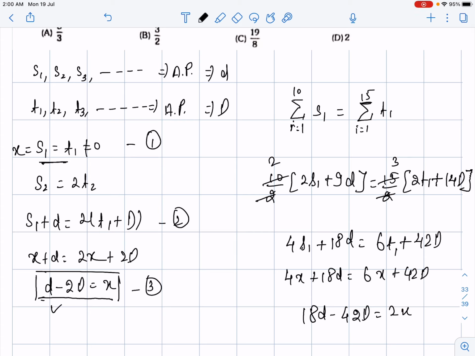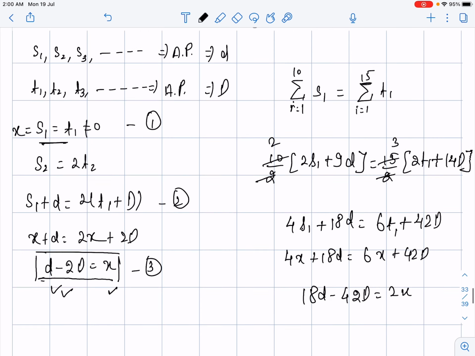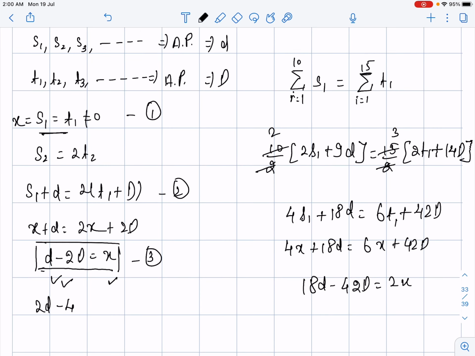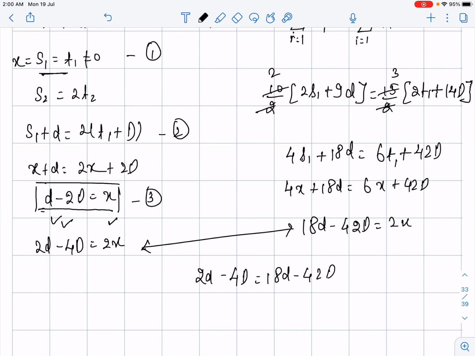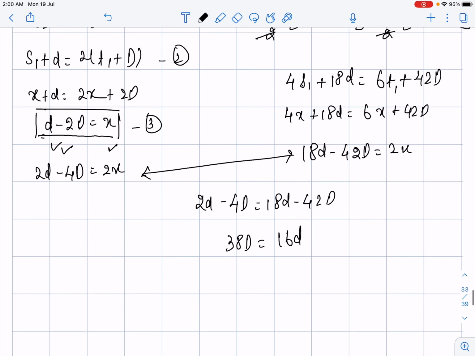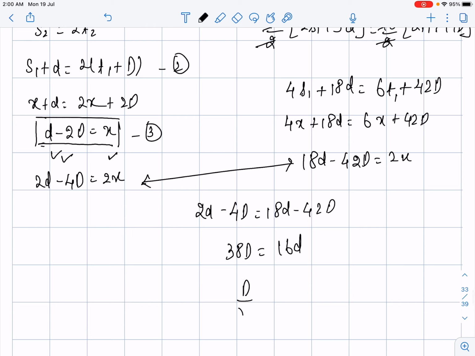So guys, let's multiply this thing by 2. So we get the value of this thing also as 2x. So it becomes 2d minus 4D is equal to 2x over here. Now let's equate these two things because they are the values of 2x only. So we write 2d minus 4D is equal to 18d minus 42D. So we get 42 minus 4, that is 38 times capital D is equal to 16 times small d. Or the ratio of D upon d will be 16 upon 38, that means 8 upon 19.